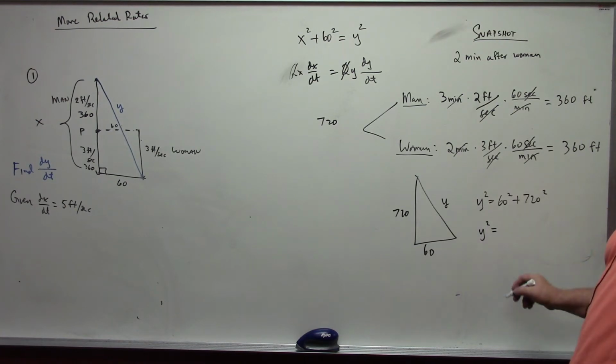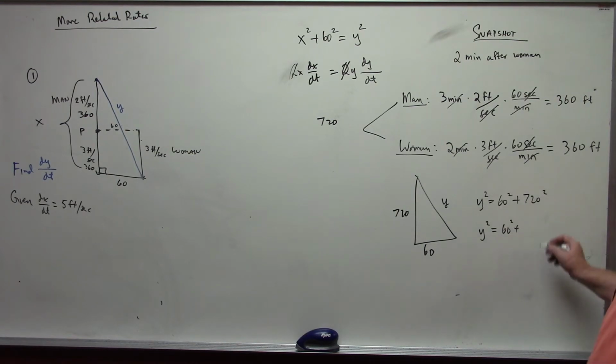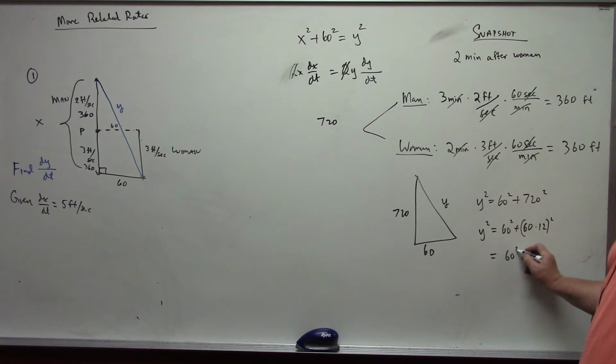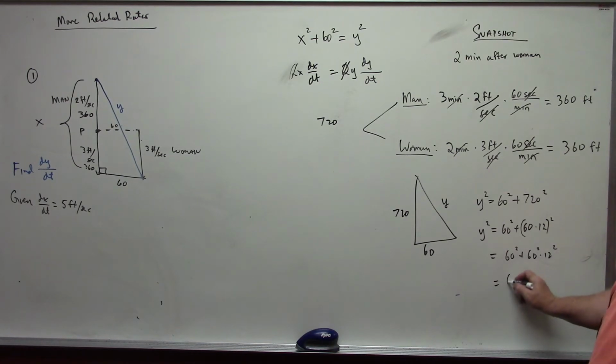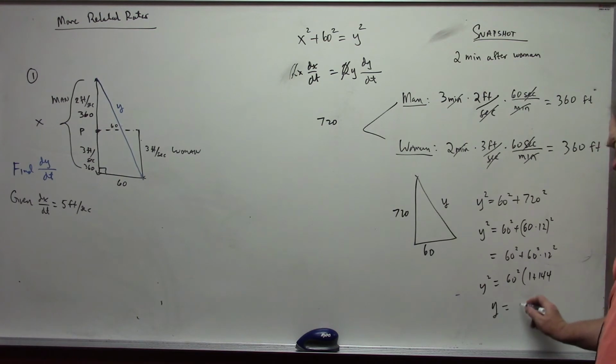y squared then is going to be 60 squared plus 720. Well, 6 times 12 is 72, so 60 times 12 is 720. And so this then becomes 60 squared plus 60 squared times 12 squared. And I can factor out, and I'm left with 1 plus 144, which means that y is equal to 60 square roots of 145.